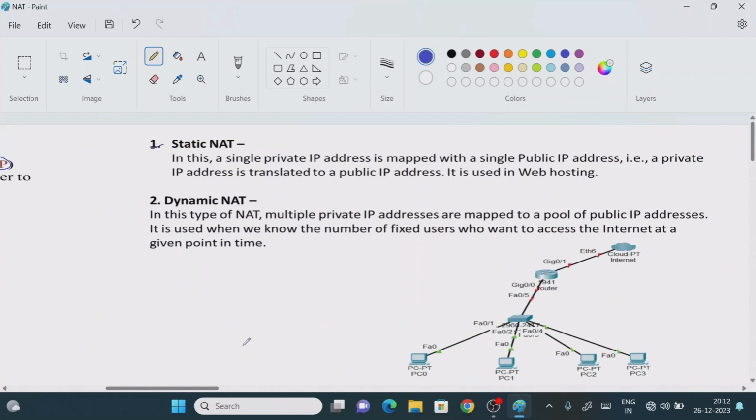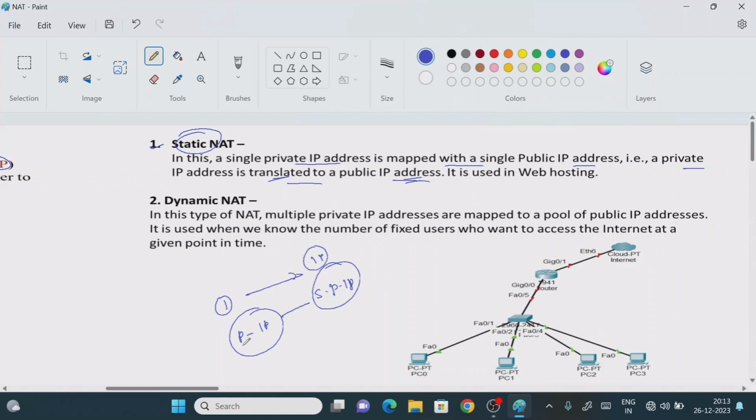Now we are going to see the different types of NATing operation. The first one is static NAT. What is the meaning of static network address translation? A single private IP address is mapped to a single public IP address. So if you have one private IP address, it will be mapped to a single public IP address. By using the static NATing concept, the private IP address is translated to the public IP address. Now you might have the question: why do I have one private IP address here and one public IP address here?